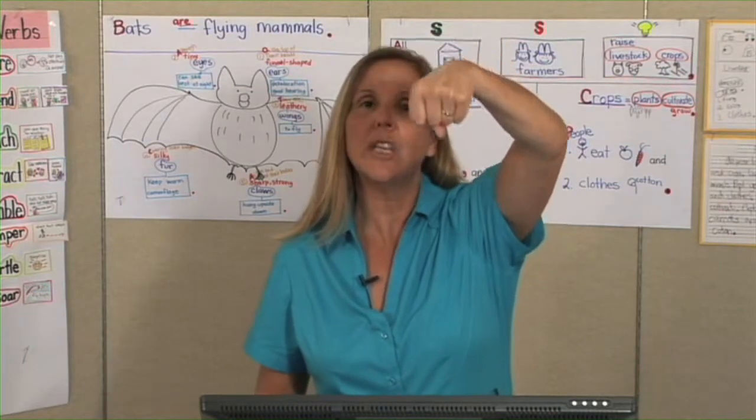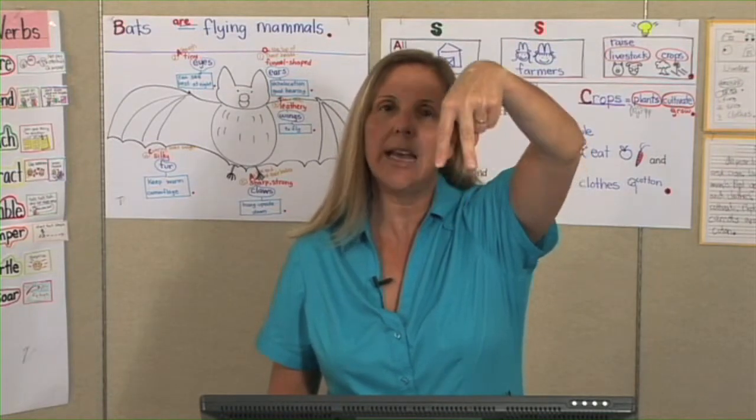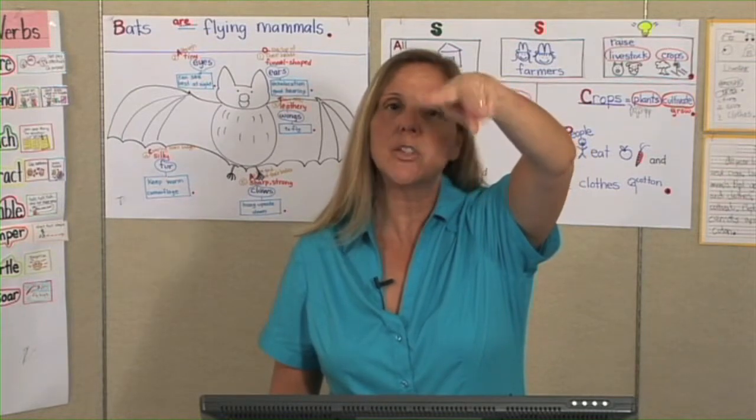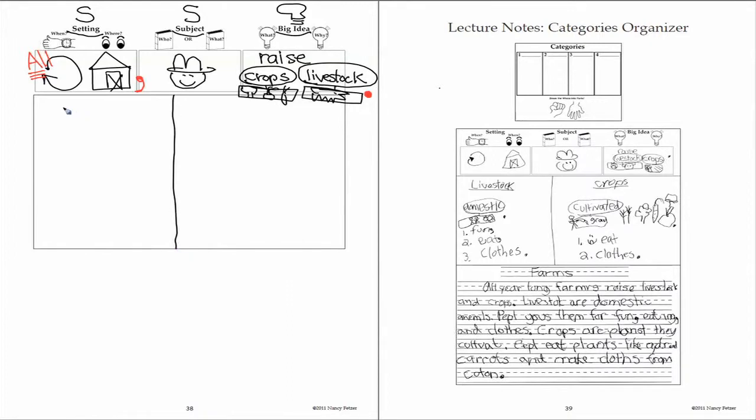Now let's get to the information. What information do I need to tell you about? Livestock and crops. Those are the parts of the big idea. How many parts are there? 2. So we go to our big idea box and we draw a line. And then up here we put a line, and this one is going to be about how you raise crops. And this one is going to be about how you raise livestock.